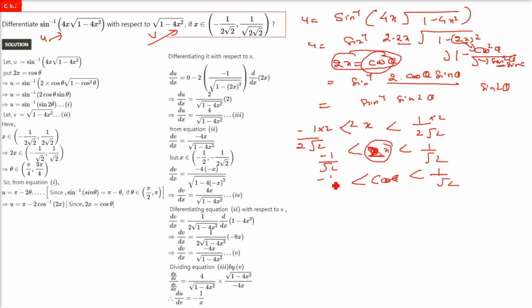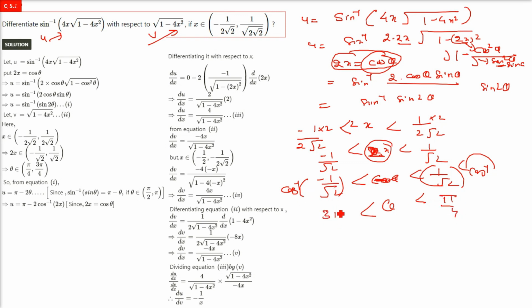And cos theta is between negative 1 by root 2 and 1 by root 2. When you take the cos inverse, what do you get? Cos inverse of cos theta, that is theta. And cos inverse of minus 1 by root 2 and cos inverse of 1 by root 2. You already know that, if you have done trigonometry properly.